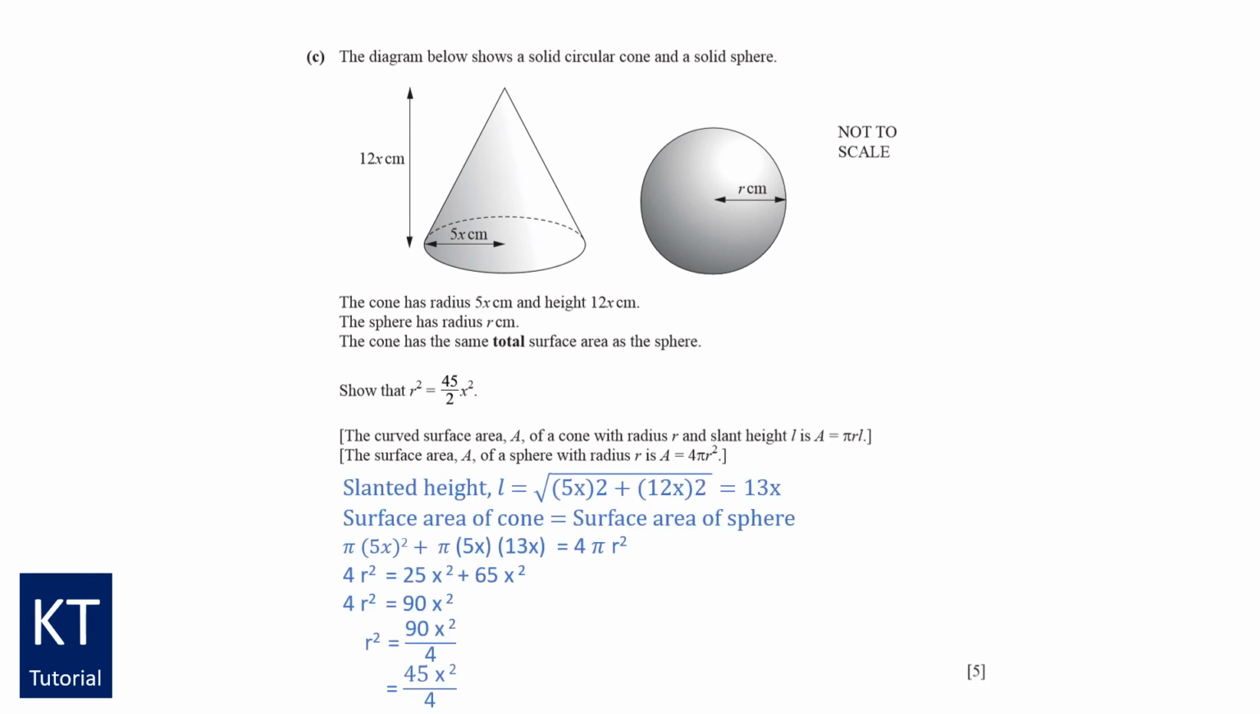We have to start with the use of the Pythagoras formula to find its slant height. Next, we equate the formula for the surface area of a cone with that of the surface area of a sphere and perform the required arrangement to get to what is required to be shown.